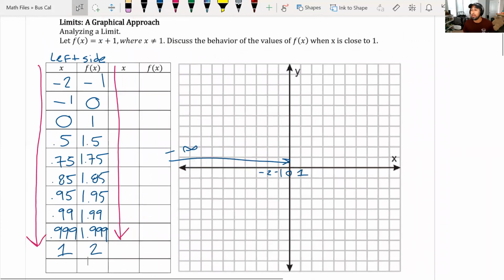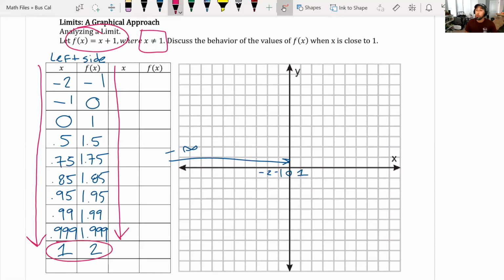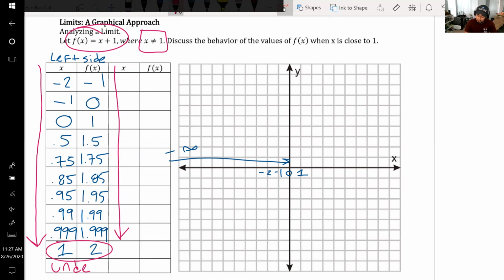Because if you look back at our domain, it says in the very beginning, we can use x plus 1, but the only x value that this function will not exist at is at 1. So this means that as we get closer and closer to 1, y should be equal to 2, but since the domain says we can't use 1 at all, this point, 1, 2, is going to be considered undefined. Let me write that in there.